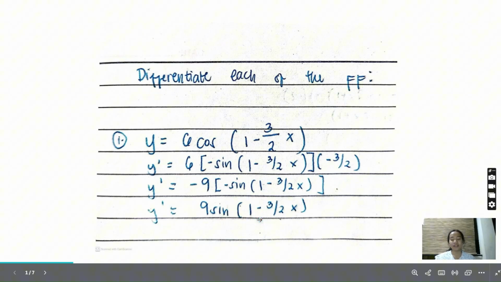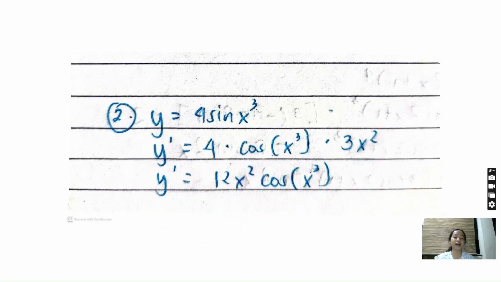To move forward, we have here our next function to differentiate, which is y equals 4 sine x cubed. So again, the notation for this is y prime and then equals 4 times the derivative of sine, that is cos, and then we just copied the x cubed, which is our g of x, and then times the derivative of x cubed, which is 3x squared.